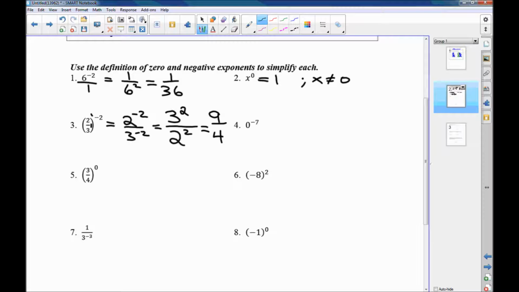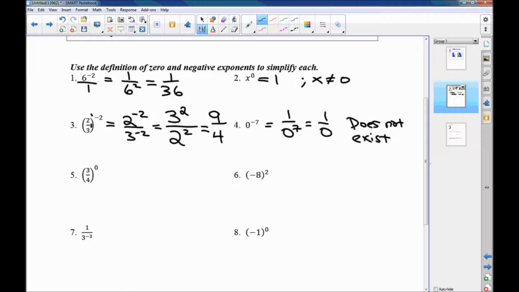All right. 0 to the negative 7 power, that's 1 over 0 to the 7th power. That's 1 over 0. So this is no good. This answer does not exist. So 1 over 0 to some power is no good, because 1 divided by 0 is an error message on our calculator. We cannot divide by 0. So sometimes you have to be really careful with that 0 base. Okay, so that's what we were talking about above. So be careful with the 0 base.